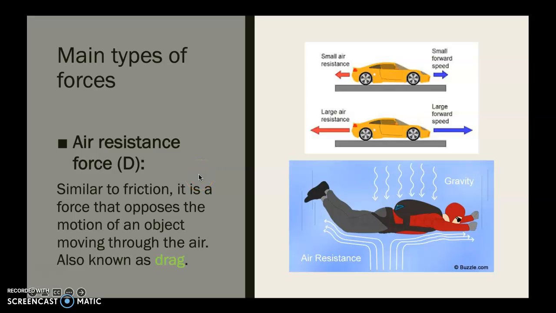Next force is air resistance or drag, capital D. This is very similar to friction in that it is the opposite of the direction the object is moving. It's kind of like friction of the air. That's why it's called air resistance. So friction is resistance across the surface. Drag is resistance through the air.